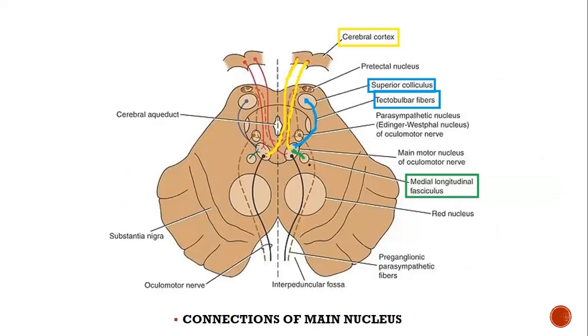Furthermore, if you talk about the connections of these nuclei, you can clearly see three major connections. One connection is shown through the yellow line, which is basically connecting the main motor nucleus to the cerebral cortex. And then this is shown through the blue line, which is coming from the superior colliculus. These fibers are known as the tectobulbar fibers, and they basically connect the superior colliculus to the main motor nucleus of the oculomotor nerve. And then you have the medial longitudinal fasciculus, which is also connected to the main motor nucleus of the oculomotor nerve.